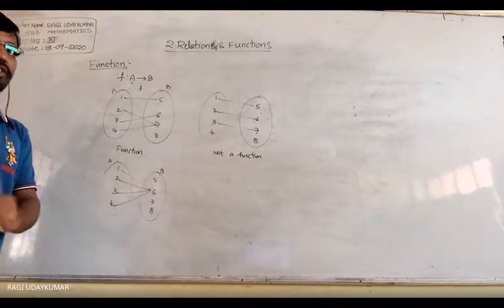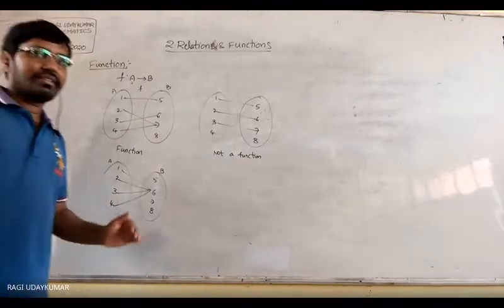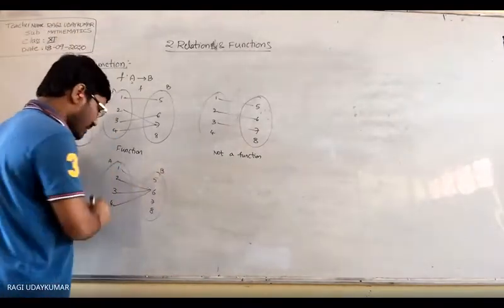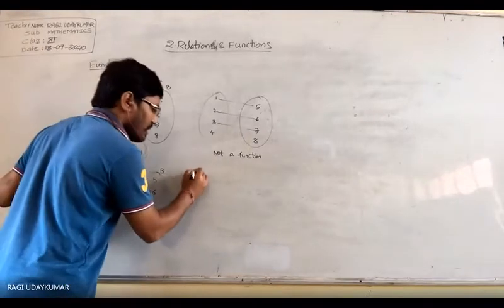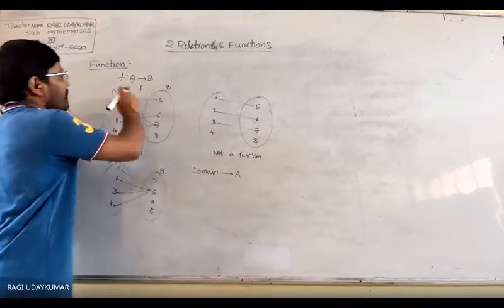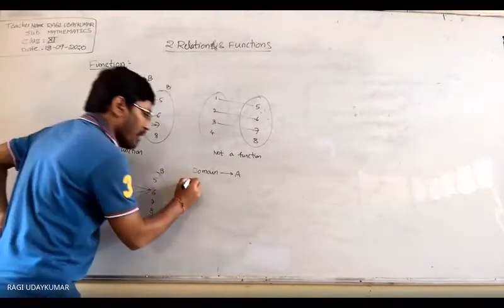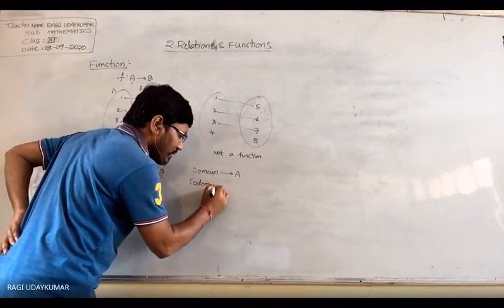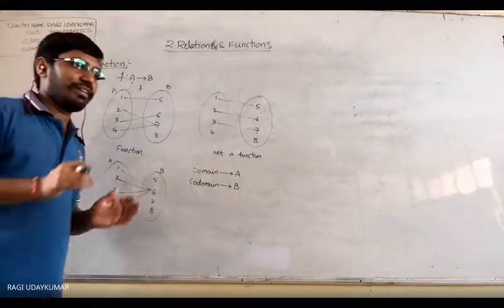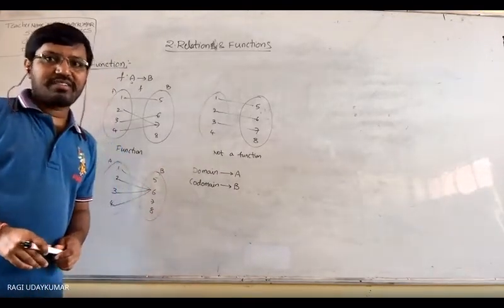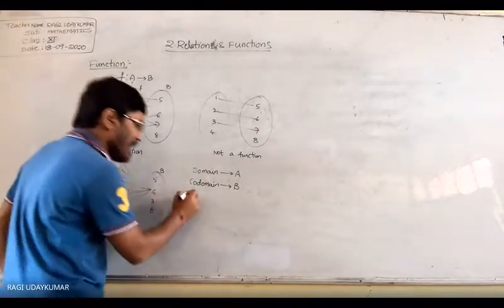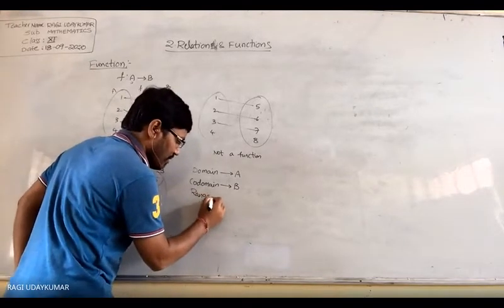About the different types of functions and how their graphs will be, we will discuss some major things. Now in this, the first set whatever you are going to take is called the domain. Here in this function, domain is A and set B is called the codomain. If a function is defined from set A to set B, then set A is called the domain and set B is called the codomain. And range is nothing but the set of all the images.